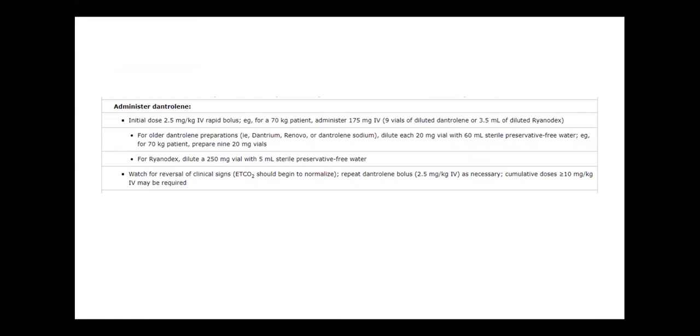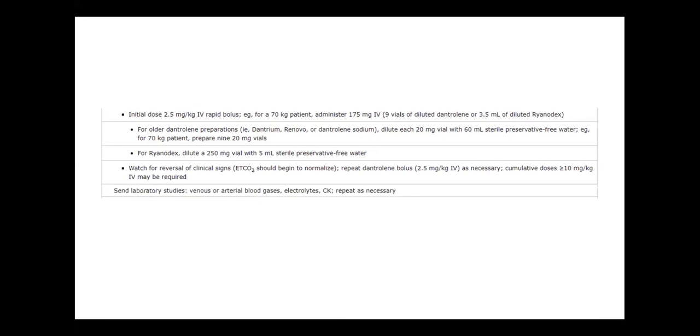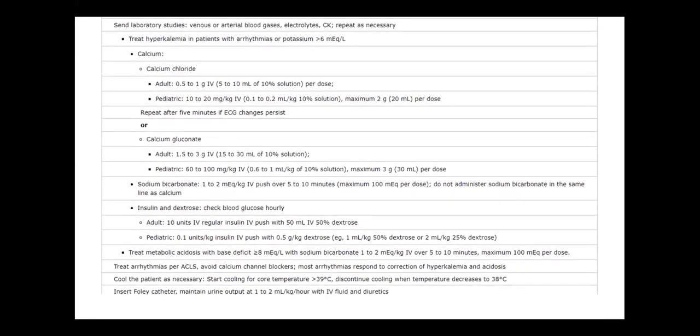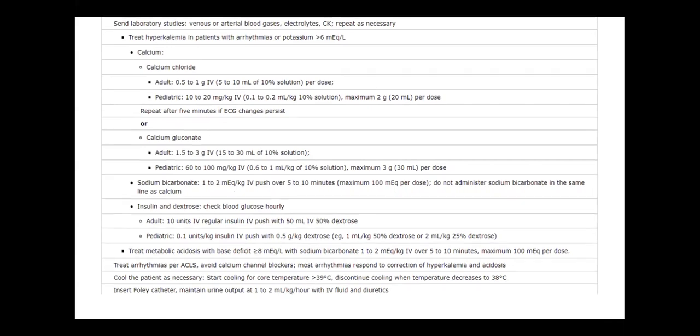There is a newer preparation, Ryanodex, which is a single vial, and it is 250 milligrams. So you dilute with 5 ml to get 50 milligrams per ml, and all you require is probably just 3 ml in a 70 kg person. And you look for reversal of the temperature as well as end-tidal CO2. And then you treat hyperkalemia as you would normally do. You can also treat patients for rhabdomyolysis.